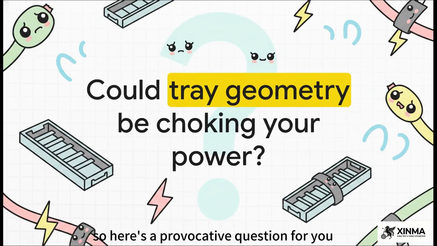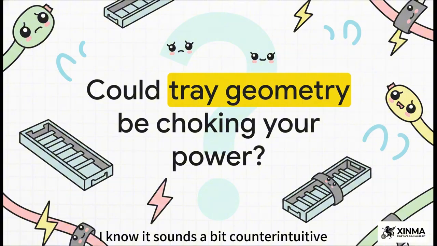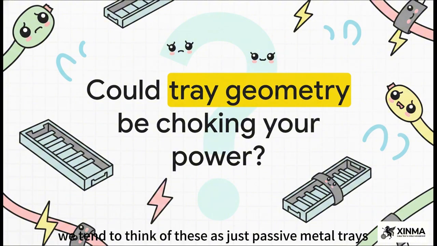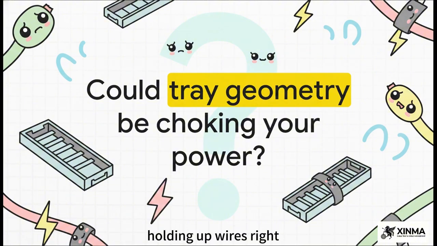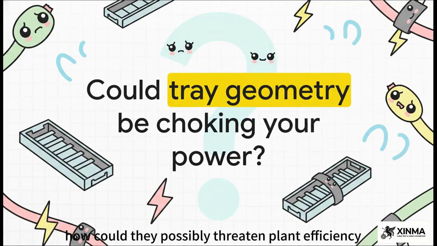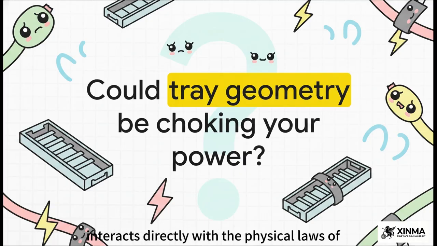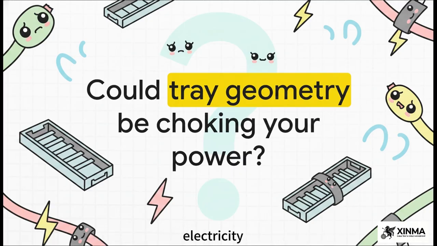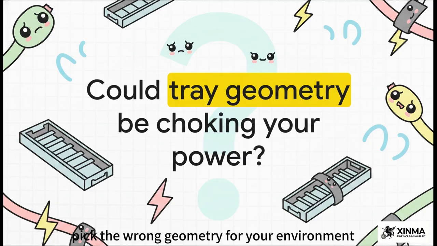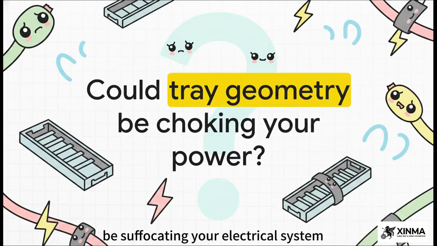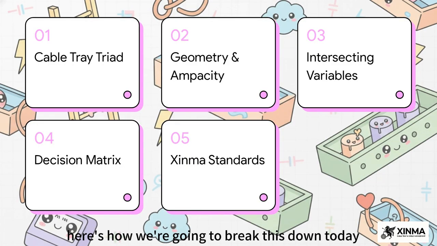So here's a provocative question for you. Could your tray geometry literally be choking your plant's power? I know, it sounds a bit counterintuitive. We tend to think of these as just passive metal trays holding up wires, right? How could they possibly threaten plant efficiency? Well, as we're going to see, the physical shape of the tray you select interacts directly with the physical laws of electricity. Pick the wrong geometry for your environment, and you might accidentally be suffocating your electrical system before you even flip a switch. Here's how we're going to break this down today.